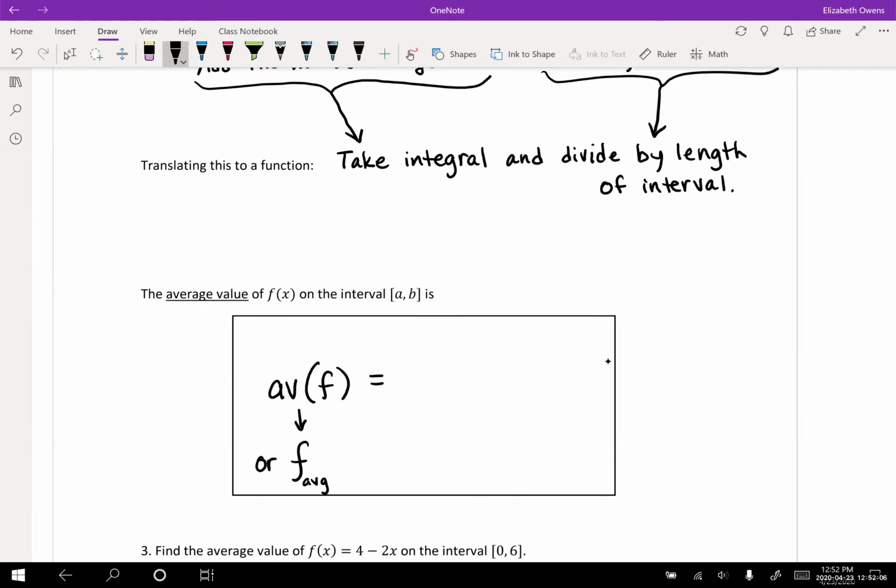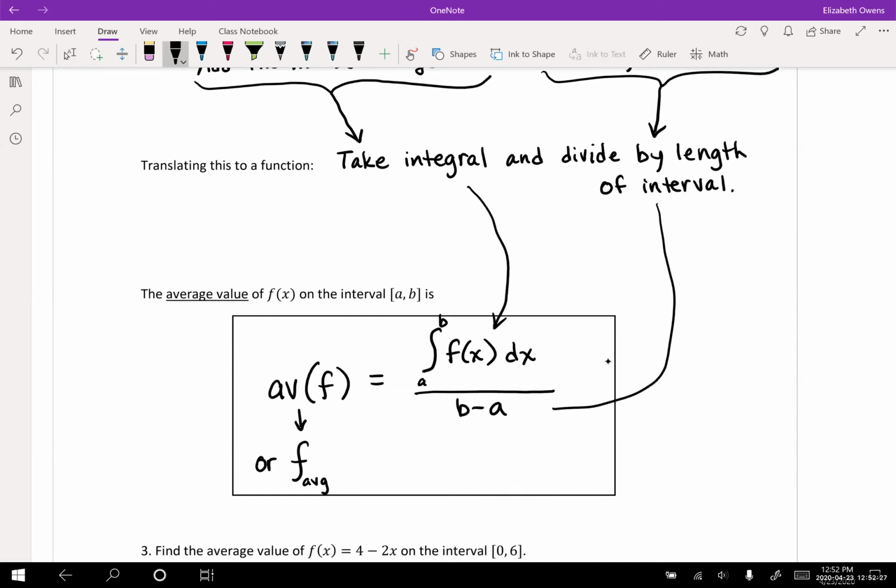And then we are going to take the integral of that function on our interval a to b, f of x dx. And then we're going to divide by the length of our interval. So divide that by b minus a. So this is here, and this is down here. Okay. So that is the average value formula.